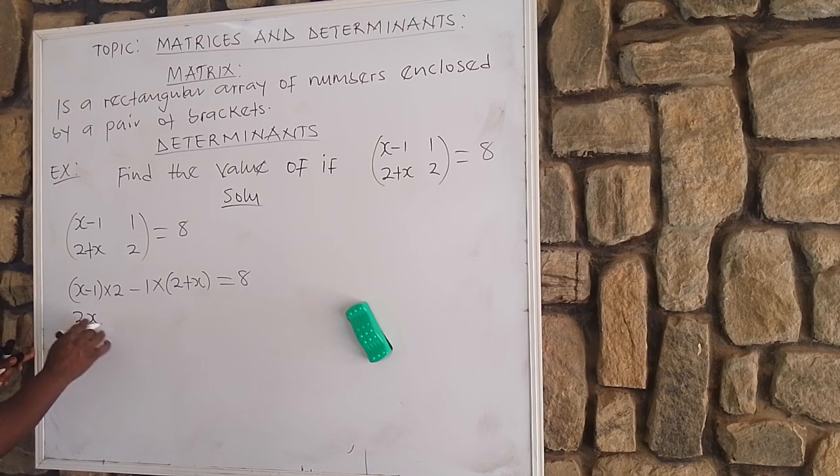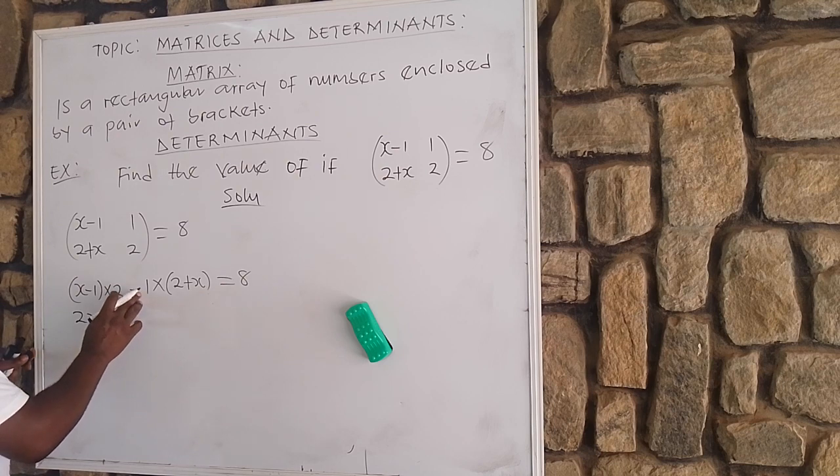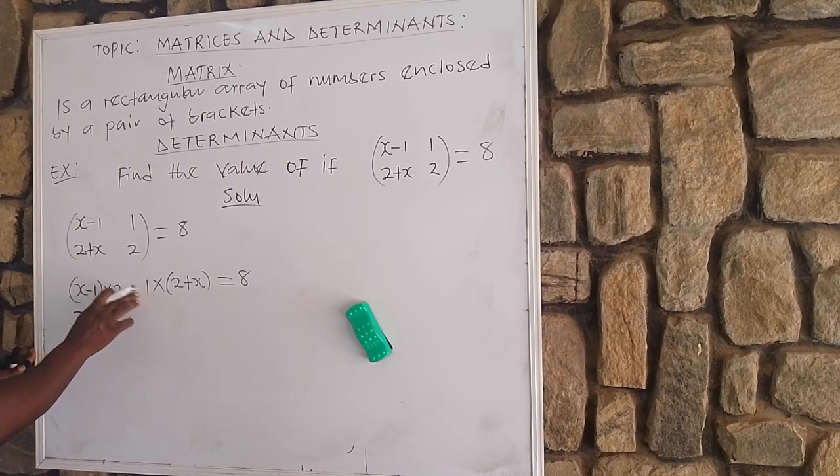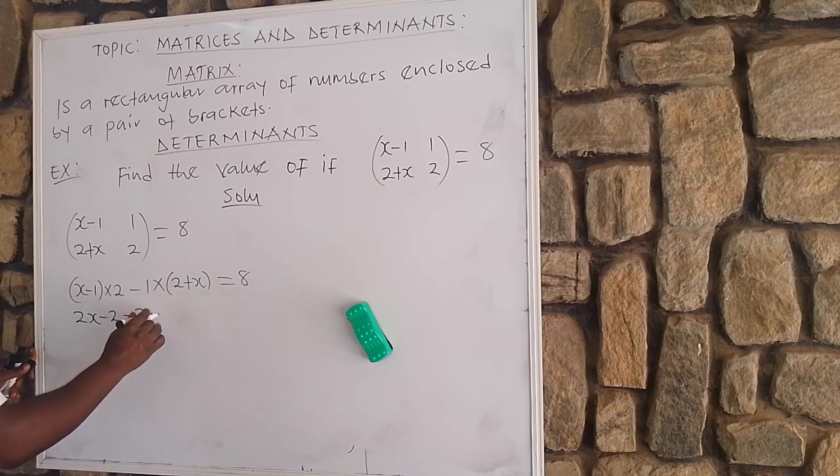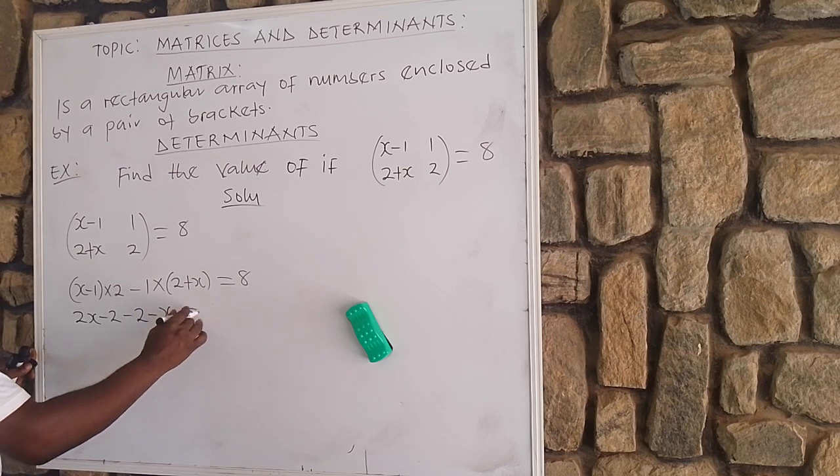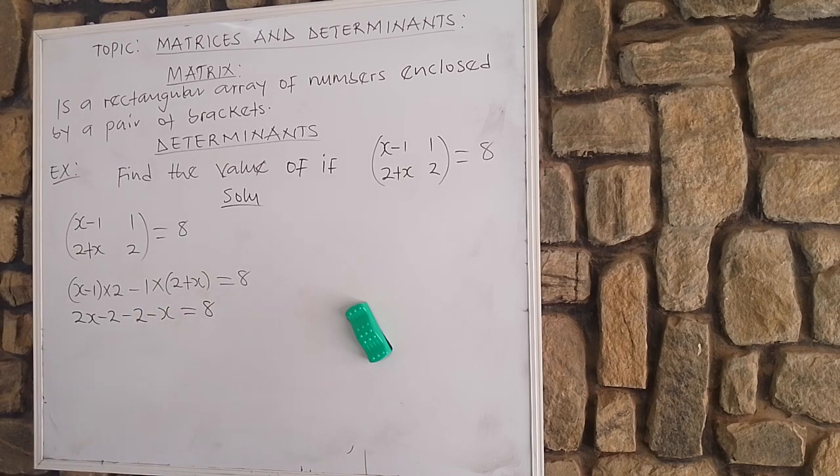We are going to have 2x. 2 times minus 2 gives minus 2. Note that there is a minus here, so minus 1, carry along this minus, with any value that will be here. Minus 1 times 2 is going to give us minus 2. Then minus 1 times x is minus x. Then this is equals to 8.